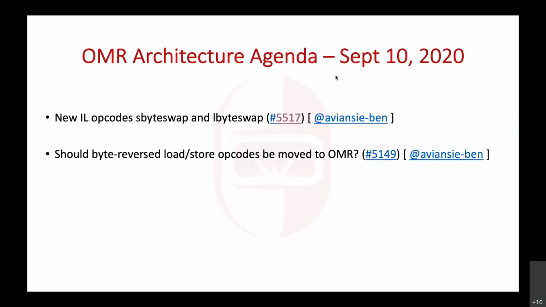Ben? Okay, so starting off, I'm just going to give a little bit of background. Currently, OMR already has an opcode for reversing the order of bytes in a 32-bit integer. So we already have an iByteswap opcode. And these kinds of opcodes are very useful for converting between big endian and little endian representations of integers.